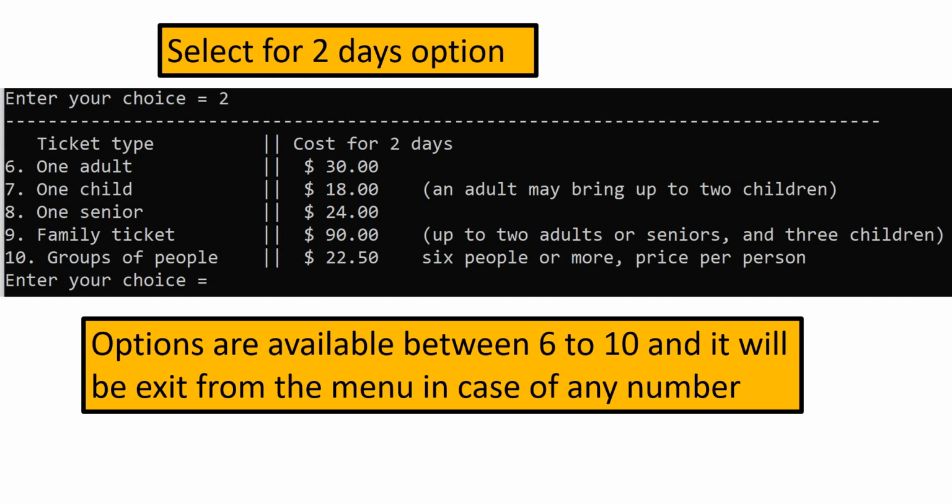This is enter your choice. I have entered 2 because 2 is used for the 2 days options, numbers 6, 7, 8, 9, 10. These are my options. If I enter number 6, then it will ask for the number of adults. If I enter number 7, then it will ask about the number of children. Options are available between 6 and 10, and it will exit from the menu in case of any other number.